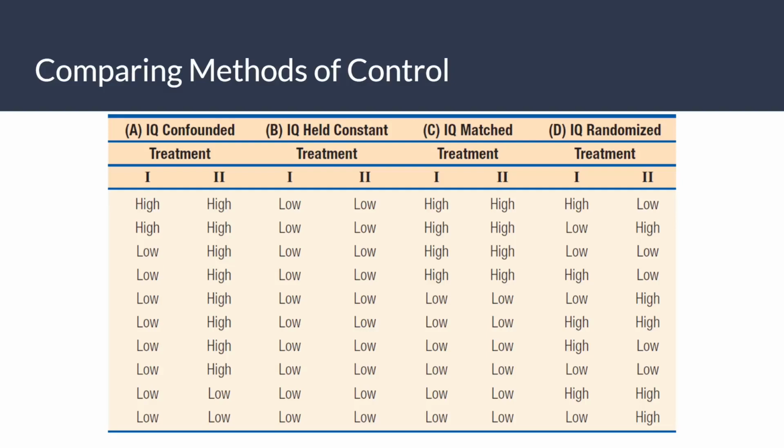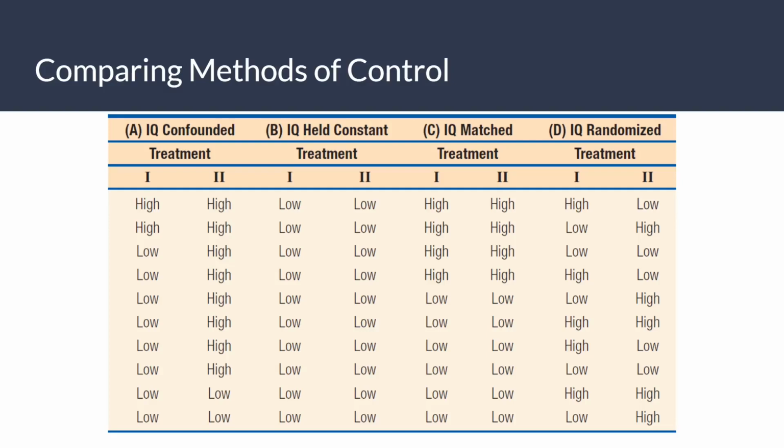Now let's look at this. Look at treatments 1 and 2 under column A. Is it unfair? Yes. Why? There are more high IQ individuals in treatment 2 than in treatment 1. So if we're going to compare mathematical ability, treatment 2 will appear to be better than treatment 1, not because the manipulation is better, but because the students in that group are better.